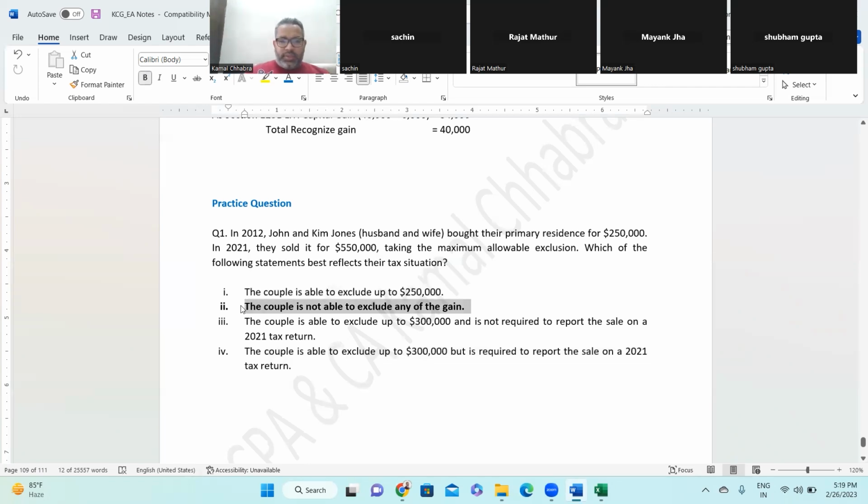It's not necessary that what is bold is right. This looks good to me. The couple is able to exclude up to $300,000 but is required to report the sale on their tax return. Everyone agree?